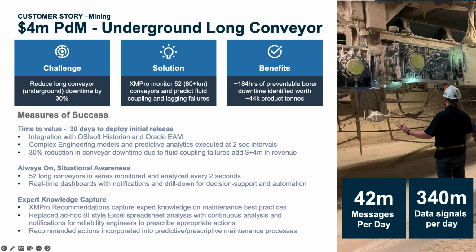The XMPro common operating picture delivers greater than 10x return on investment in the first year, and the time to value for the first use case was less than 30 days. It also enabled the business to capture expert knowledge as part of the process. And currently it's processing about 42 million messages a day, which equates to about 340 million data points. So significant scaling from that perspective.